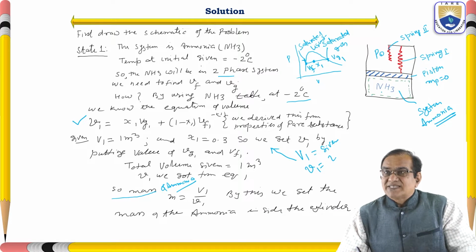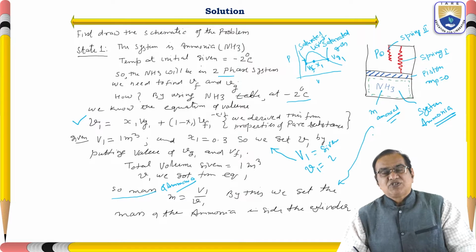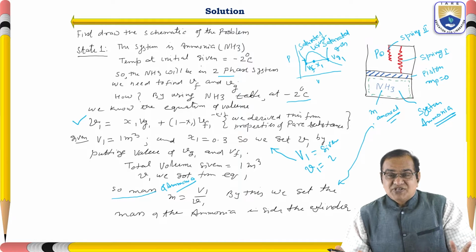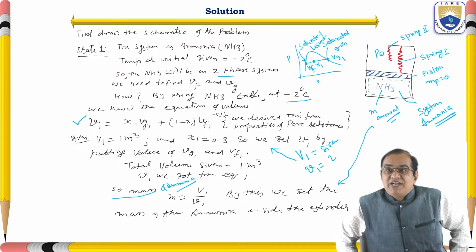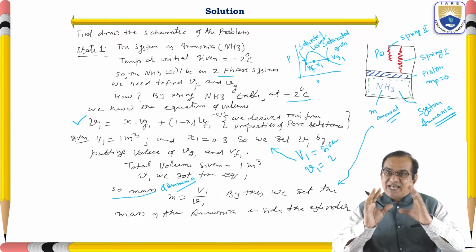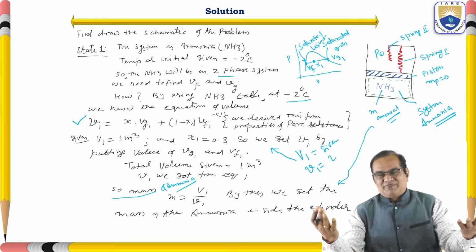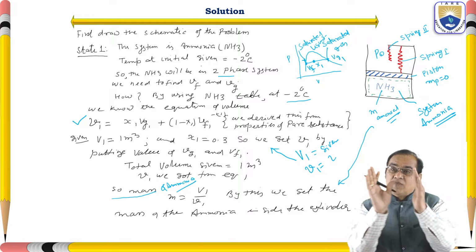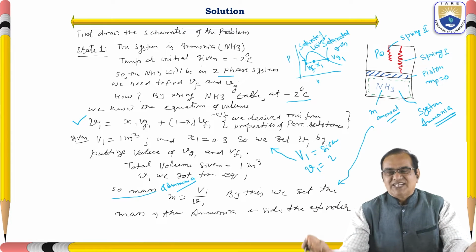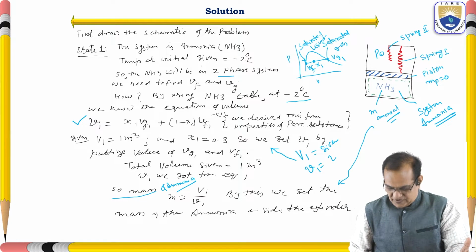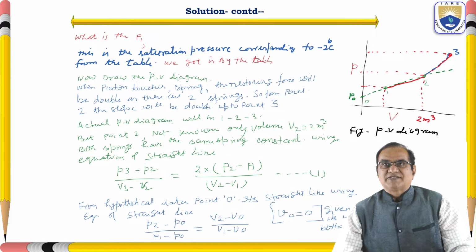By this we get the mass of the ammonia inside the cylinder. So this mass of ammonia M we have got from this equation. I think it is very clear. So as of now we have found the mass. And why do we need to find the mass? Because this mass will be the same everywhere. So in the next step we will put M equal to something and we can find the other state. That is the objective of finding the mass.